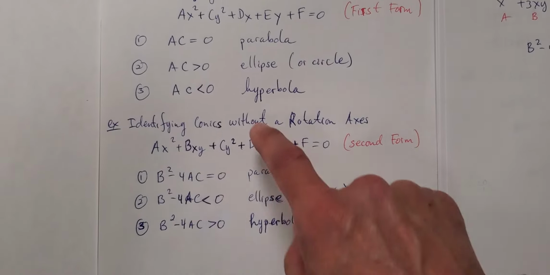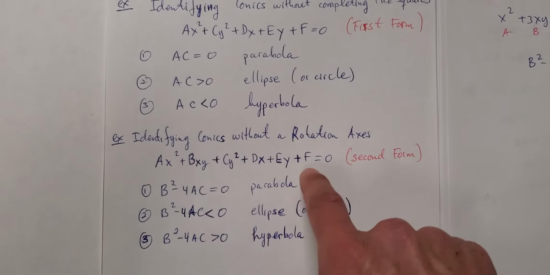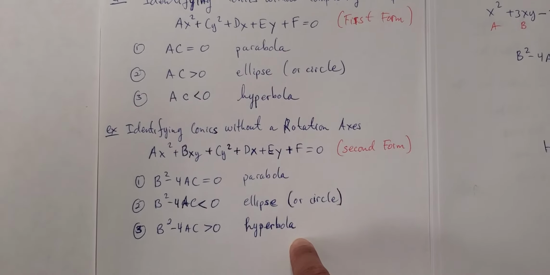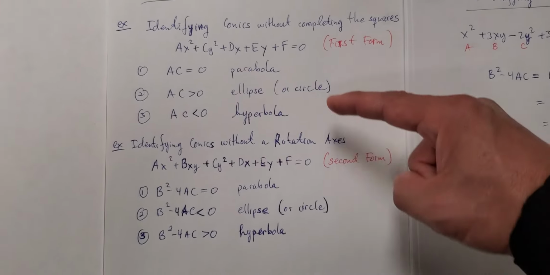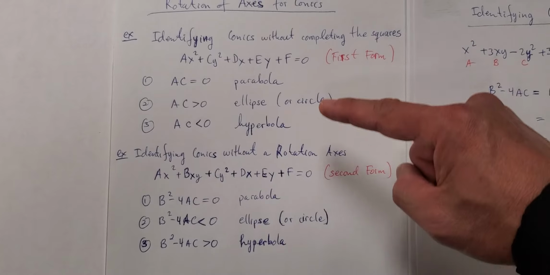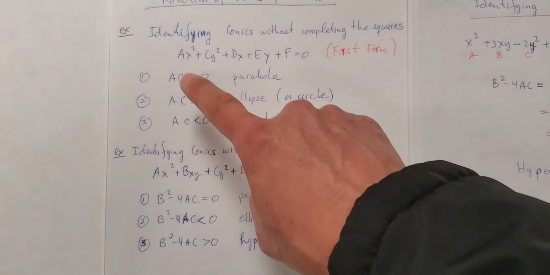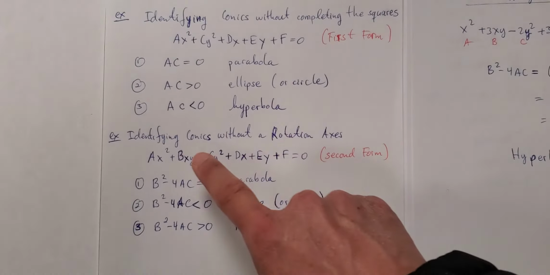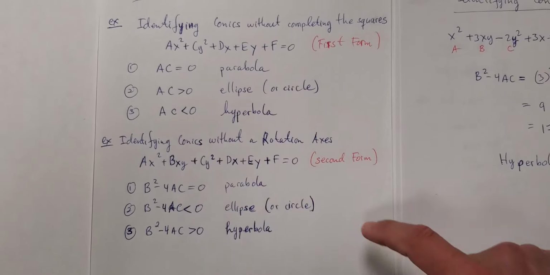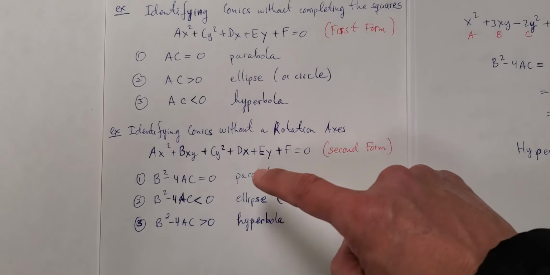Okay, so same procedure, just plug these numbers in, A, B, C: equals 0, parabola; less than 0, ellipse or circle; greater than 0, hyperbola. Okay, so one more time. Two different ways to identify a conic. However, the first form, if you do not have a B, then you use this method. If you have a B term, you have to use this method. Okay, but for our lesson, we're going to focus on the second form, we're going to focus on this one right here.